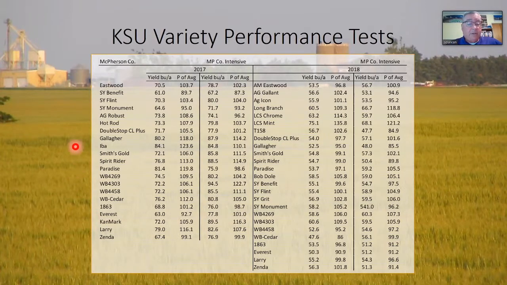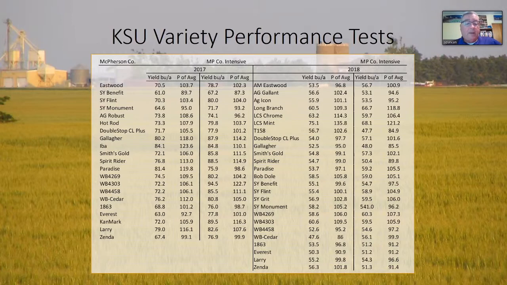And with some of the others, Gallagher, we're getting a little far north for Gallagher, but it has still performed well in that central part of the state, a little further north than it should, or what we keep telling it should. You can see that they responded really well in 2017. In 2018, really didn't. It was a negative response. So that's why we look at several years and then try to figure it from there. But the McPherson sites, hopefully we'll have that intensive management study site come through again this next year.